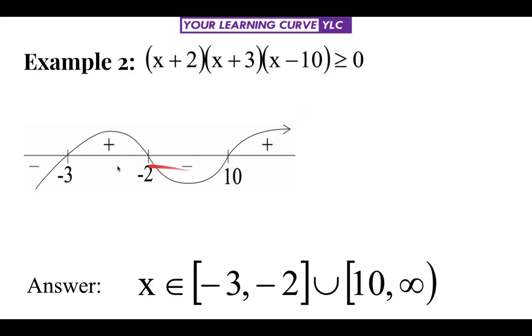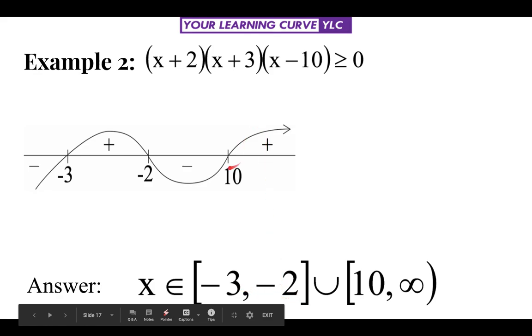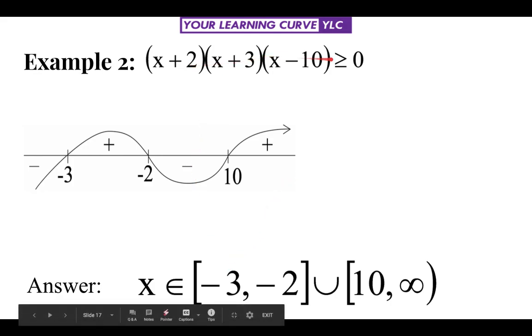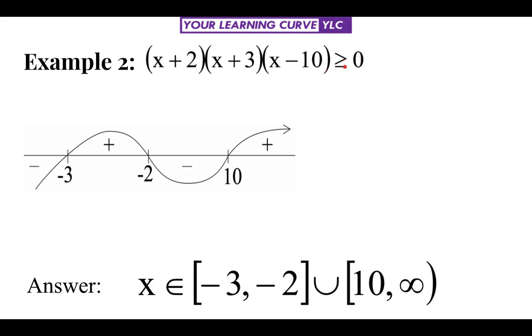So for positive we need minus 3 to 2 is the first interval, and then 10 to infinity. This is the interval. Always write down the interval first, then decide whether to include the endpoints or not. Let's see about the endpoints. Minus 3. The function is defined for minus 3. We are accepting equal to 0 because of the equality. So, we will include this in our answer.